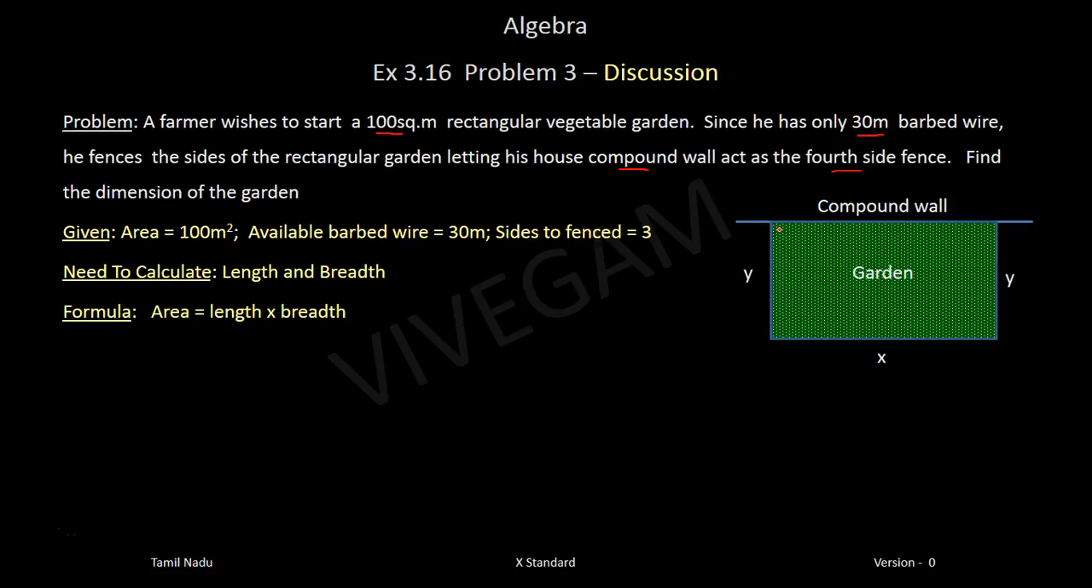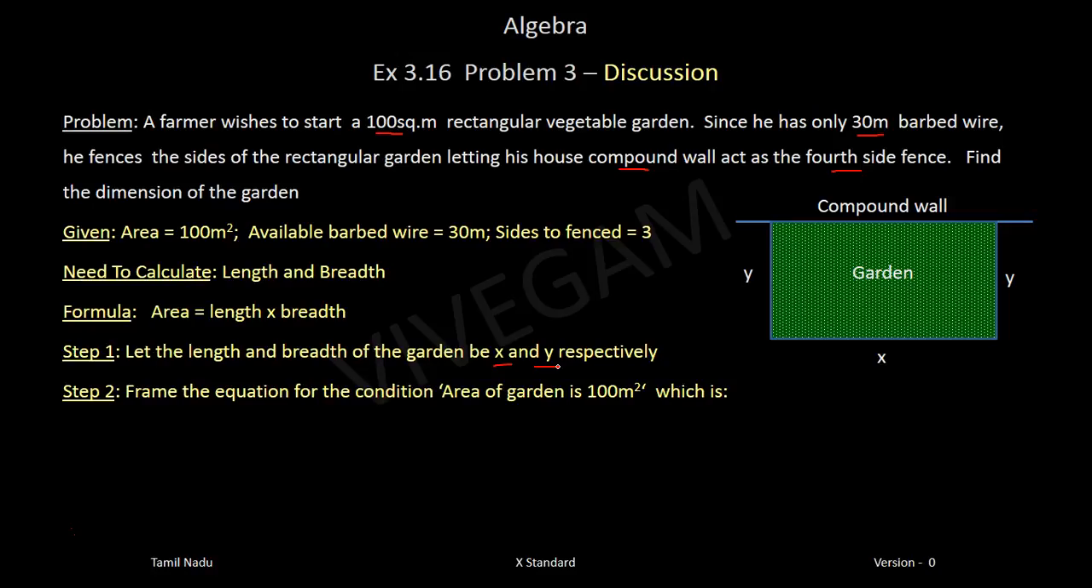So the formula is: area of the rectangle is length into breadth. Now let the length and the breadth of the garden be x and y. Now frame the equation for the condition: area of the garden is 100 meters square. So what is the area? Area is length into breadth, which means x into y is the area, and that is equal to 100. So xy equal to 100 is the first condition.